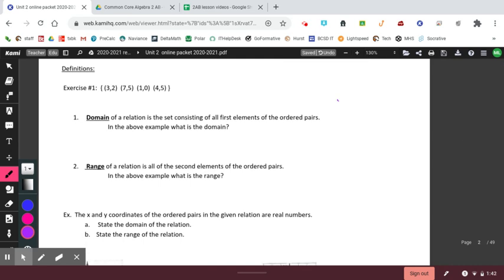So the domain of a relation is a set consisting of all first elements of the ordered pairs. So in that above example, the domain would be the first elements of every ordered pair. So we have 4 ordered pairs. The first elements would be the 3, the 7, the 1, and the 4. So when we list them, you open up the squiggly brackets for a set, and you list them in ascending order. So 1, 3, 4, and 7. If any of them repeated, you would not write it again.